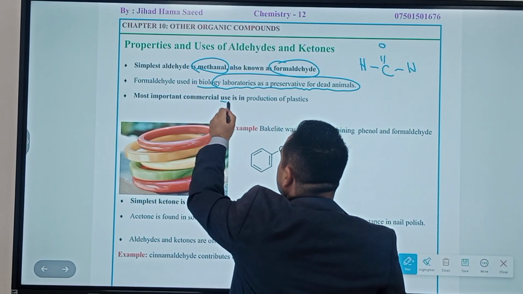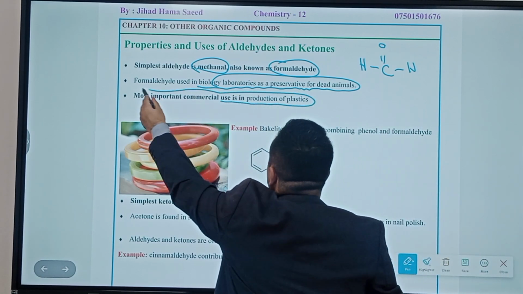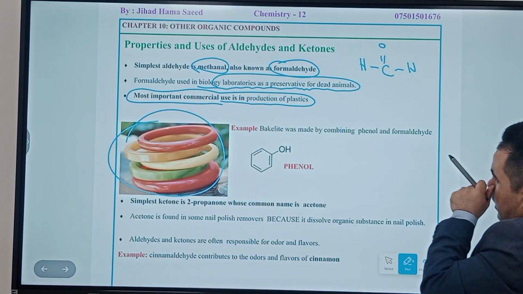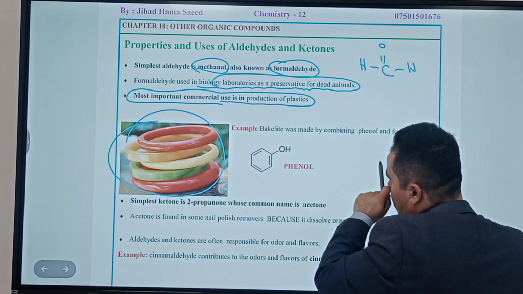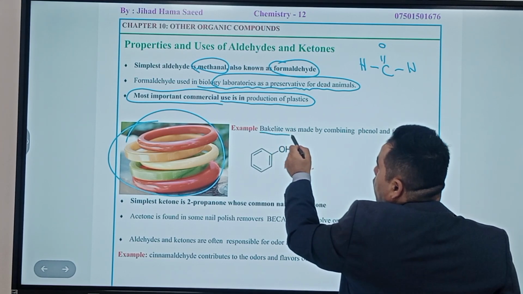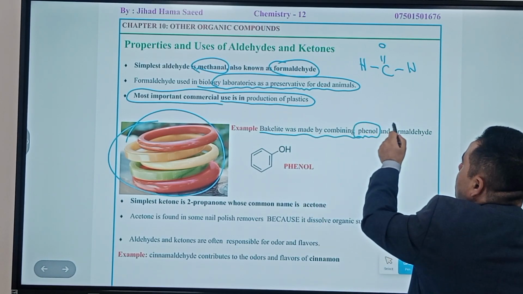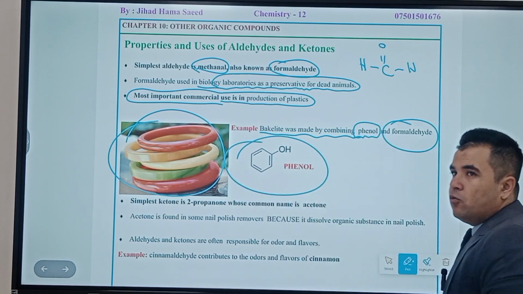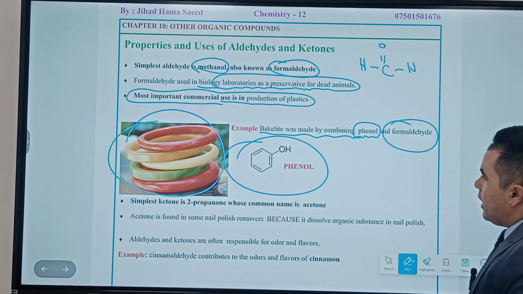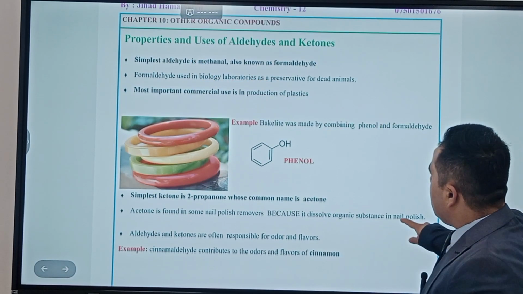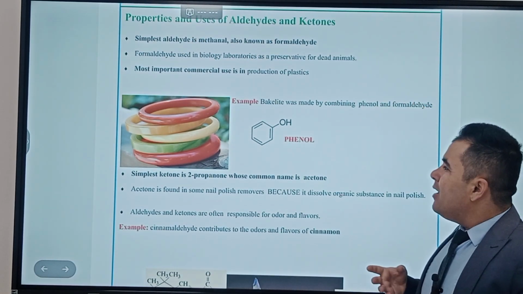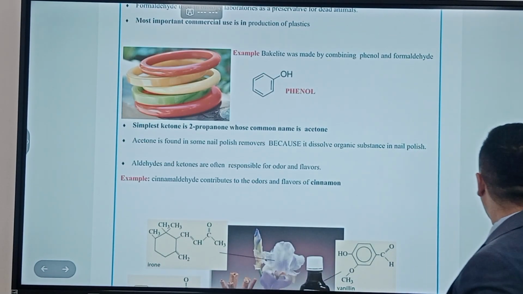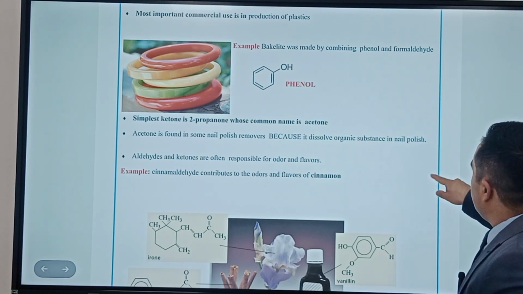The most important commercial use is in the production of plastic. This aldehyde is used for the production of plastics. Bakelite was made by combining phenol and formaldehyde. This is phenol, guys, which is the common name of this structure. Phenol is an alcohol combined with formaldehyde to form bakelite. Bakelite is used in the production of plastics.